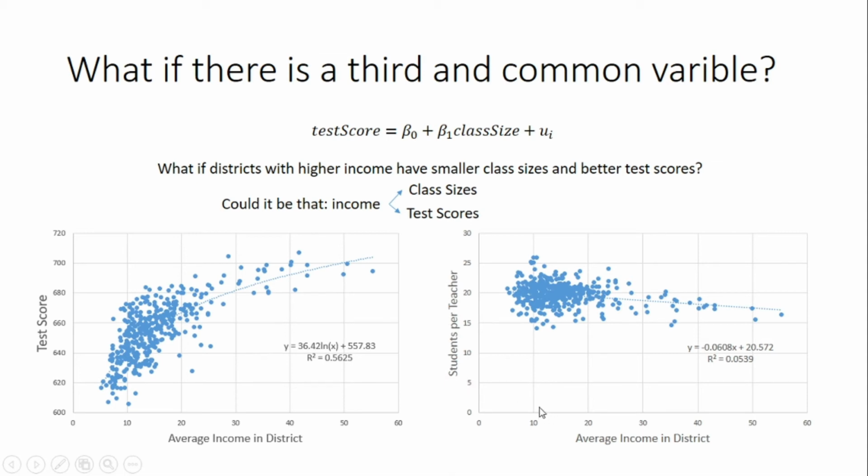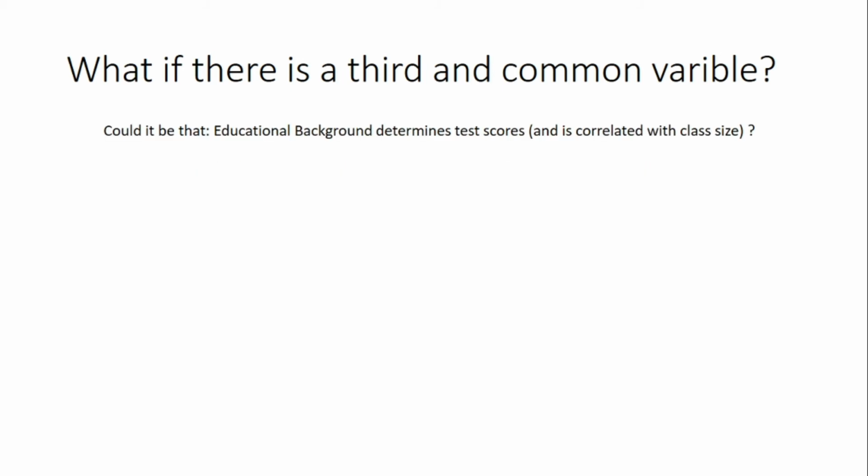Do richer districts also have smaller class sizes? Well, it seems that the class size does go down as incomes increase. So this is again just sort of eyeballing the data, but it seems that there is that relation that we expect. So here we have a problem. There's an omitted variable, namely income, which could be determining test scores and correlated with class sizes. So that might mess up our analysis. You have to be careful of that. We could also look at, say, educational background instead of income.